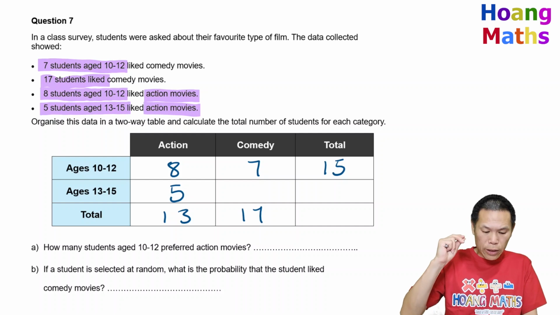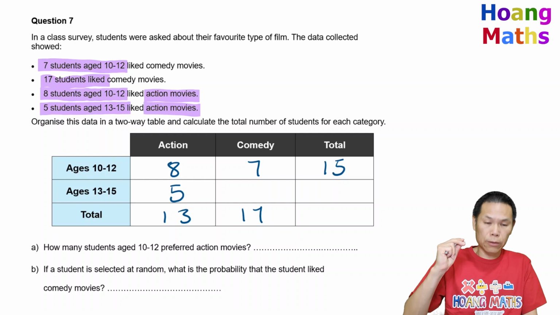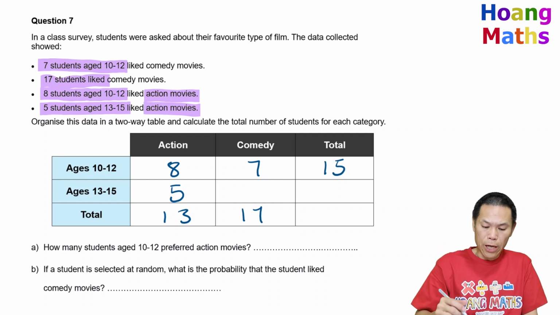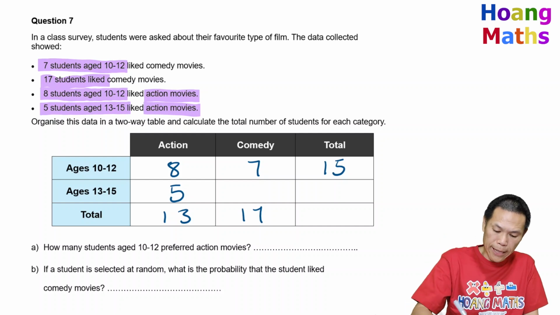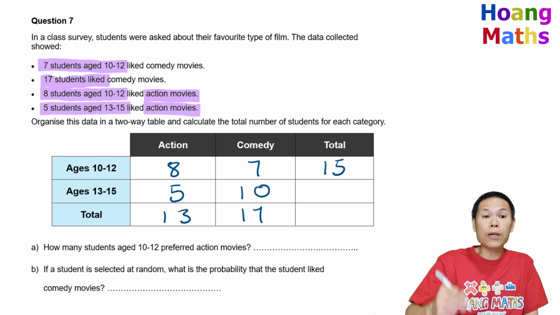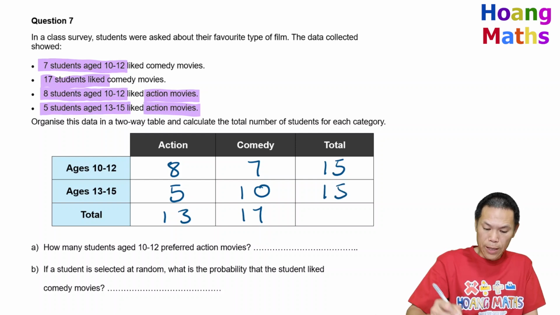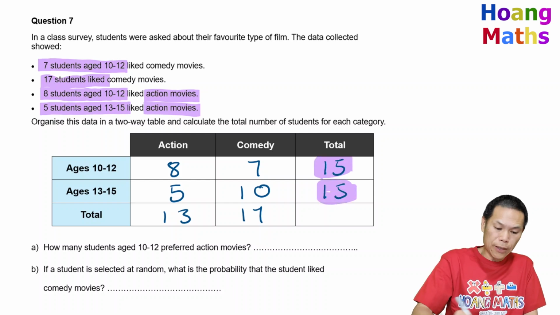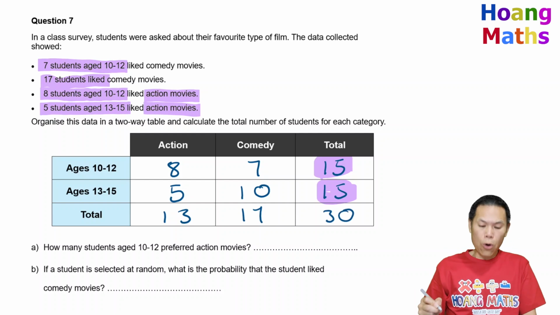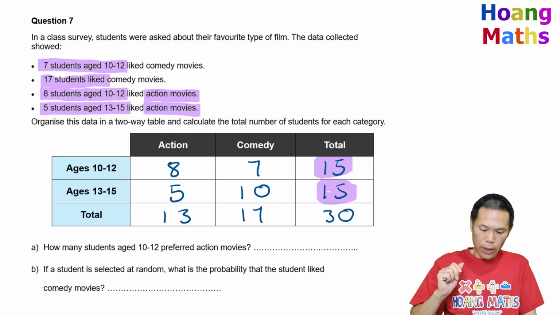Then we can work out the number of students aged 13 to 15 who like comedy. Simply 17 minus 7 gives me 10. And then 10 plus 5 gives me 15, so 15 students aged 13 to 15. Then we can add them up: 15 plus 15 gives 30. Or you can add 13 with 17, which should give us 30 as well. Keep that in mind.